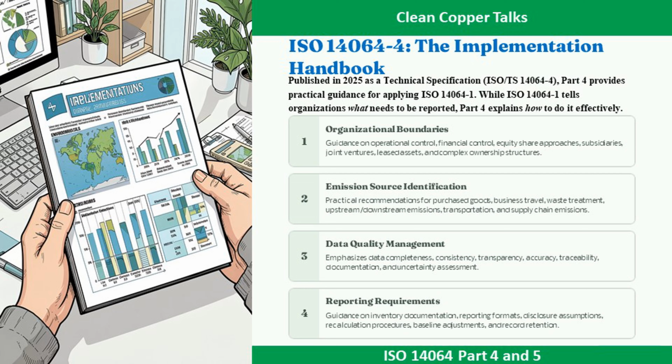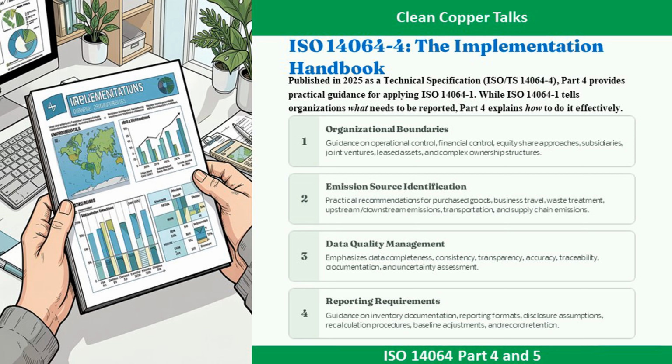organizational boundaries. One common challenge in carbon accounting is deciding what should be included within the inventory. Part 4 provides additional guidance regarding the operational control approach, financial control approach, equity share approach, subsidiaries, joint ventures, leased assets, and complex ownership structures.